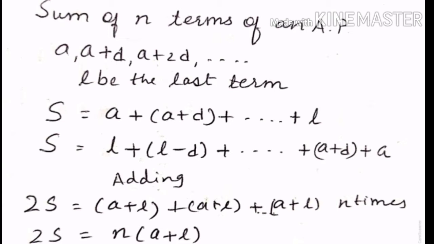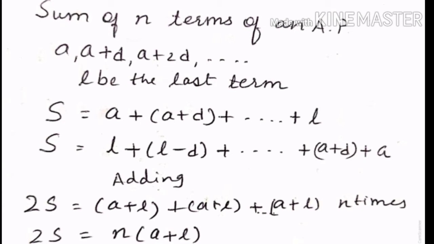Now in the reverse way, the sum of the terms S is equal to l plus (l minus d) plus and so on plus (a plus d) plus a. The first S is for the straight-away sum, and the second S is for reversing the right-hand terms, that is, from last to the first.